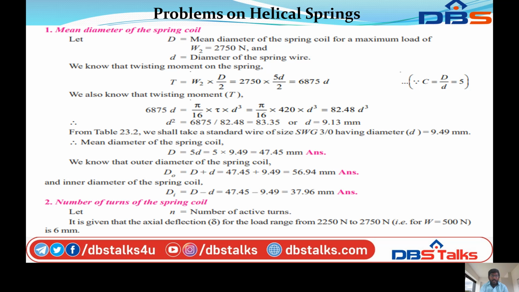6875 into d equal to pi by 16 into tau into d cube. Calculating pi by 16 into 420 into d cube gives 82.48 d cube. So d can cancel. So d square is equal to 6875 divided by 82.48, which is 83.35. Finally d is equal to square root of 83.35, so small d is equal to 9.13 mm.